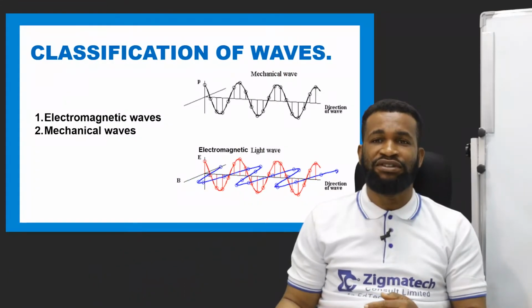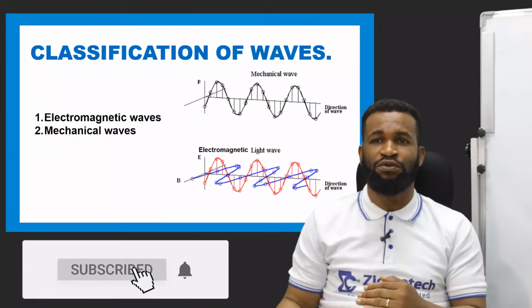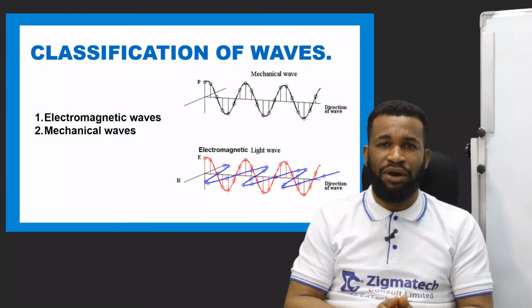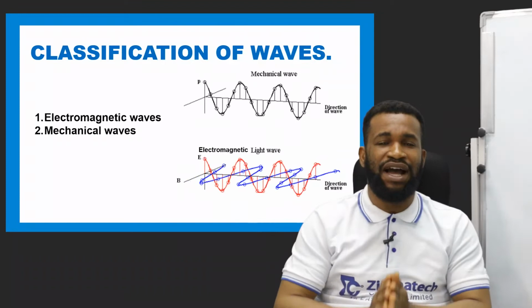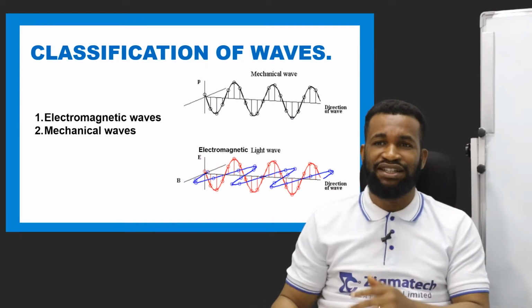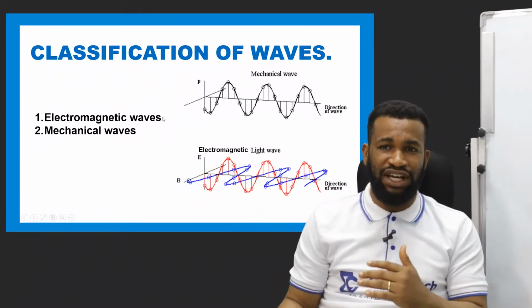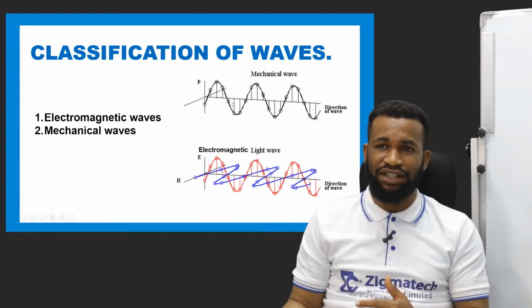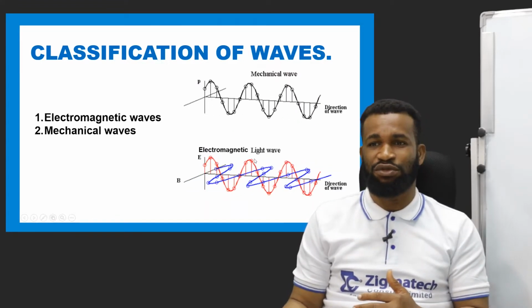Now, let's talk about the key classification of wave. When we talk about classification of wave, we are talking about electromagnetic wave and the mechanical wave. Look at this video clip I showed earlier. Look at this one. This is moving this way, and also this one is moving this way.